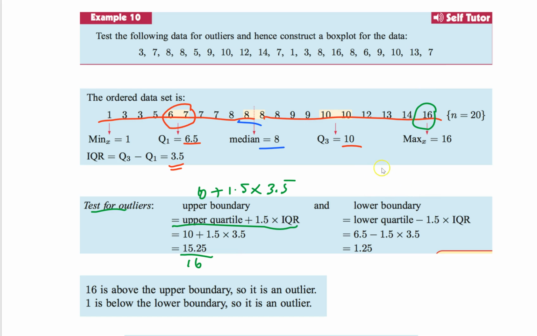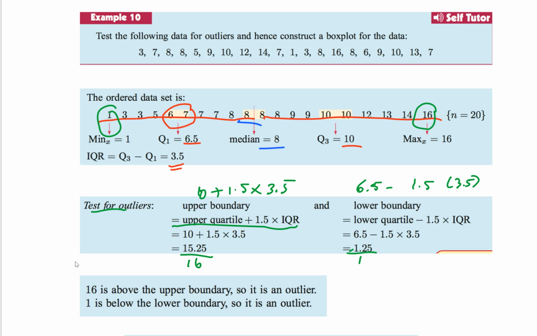If you look at the lower boundary, it's the same idea. It's the lower quartile, which we found out was 6.5. We subtract off 1.5 times the IQR, which we found out was 3.5. And if you do that, you get 1.25. Now again, if anything falls below that, it's an outlier. And again, we have one. 1 is less than 1.25. So we have 2 outliers in this data set. 16's too big, 1's too small.